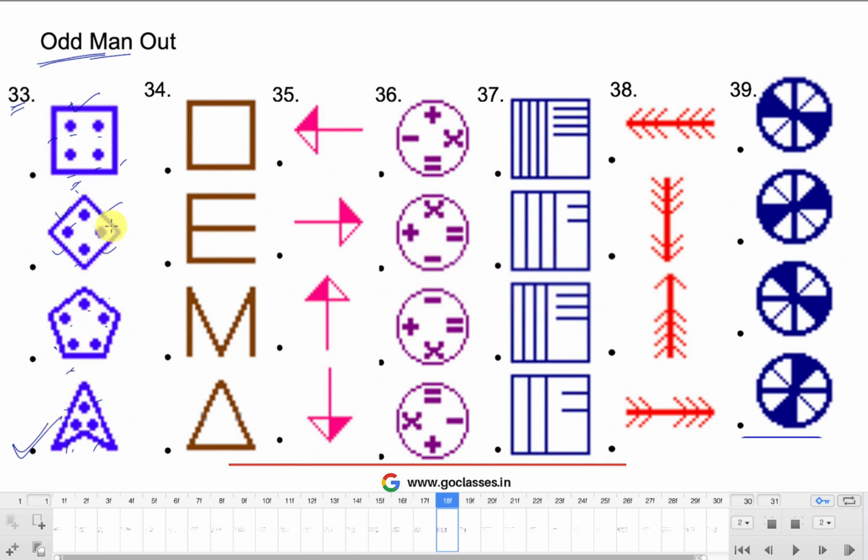So you have to find out the different one. Now in 34, this has 4 sides. This also has 1, 2, 3, 4 sides, 1, 2, 3, 4 sides, but this has 3 sides. This will be the answer.